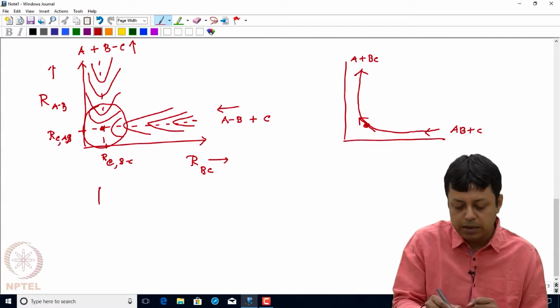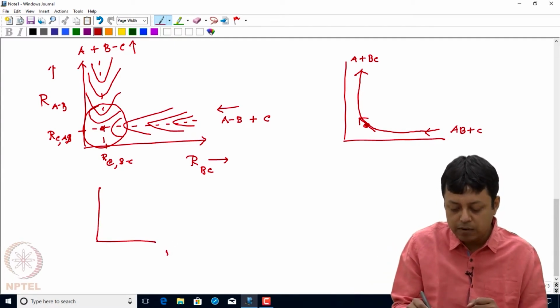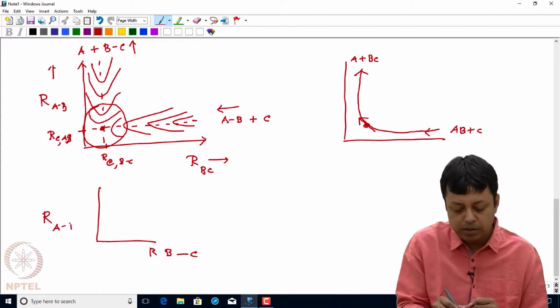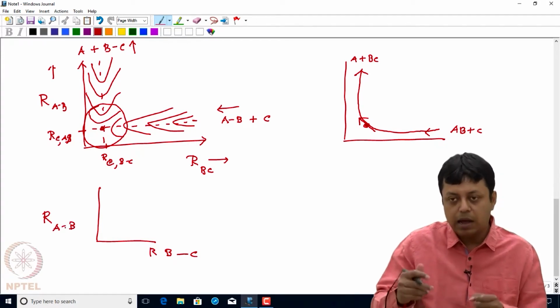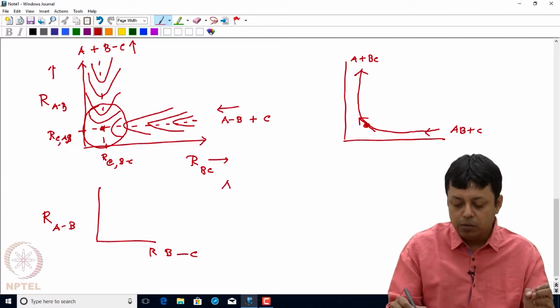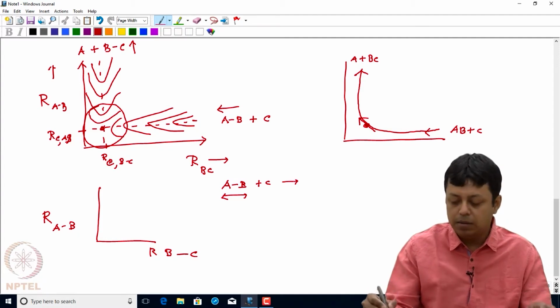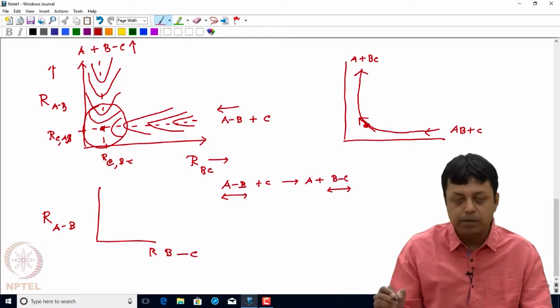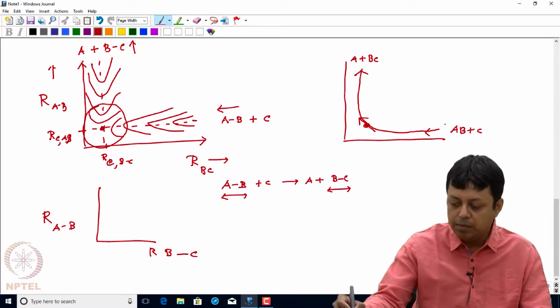Now what are the coordinates here? In the x-axis we have plotted BC vibration. In the y-axis we are plotting AB vibration. So think about it, like I had initially two vibrations. The stretching of this AB plus C, and in the final product region I have basically A plus BC, and I have the stretching vibration for the BC. So these are the vibrations for this zone and this zone.